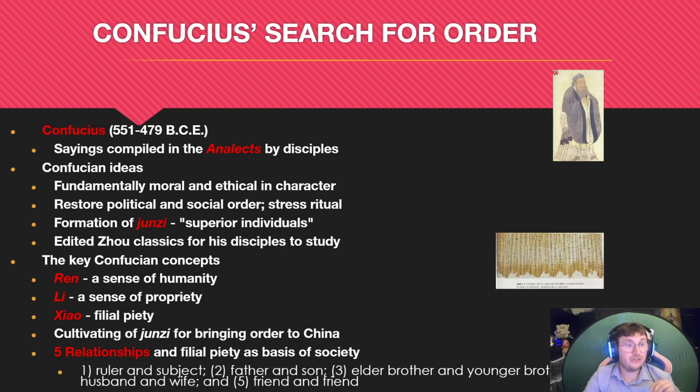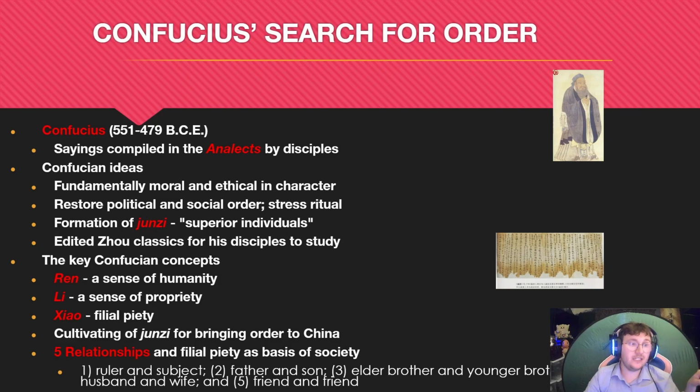Now, we have 3 Confucian concepts. Ren, which is a sense of humanity. Li, a sense of propriety. And Xiao, filial piety. Now, filial means children. It means you're taking care of your children. Filial piety means that you're giving your all to your children. And he's cultivating these superior individuals in order to bring order to China.